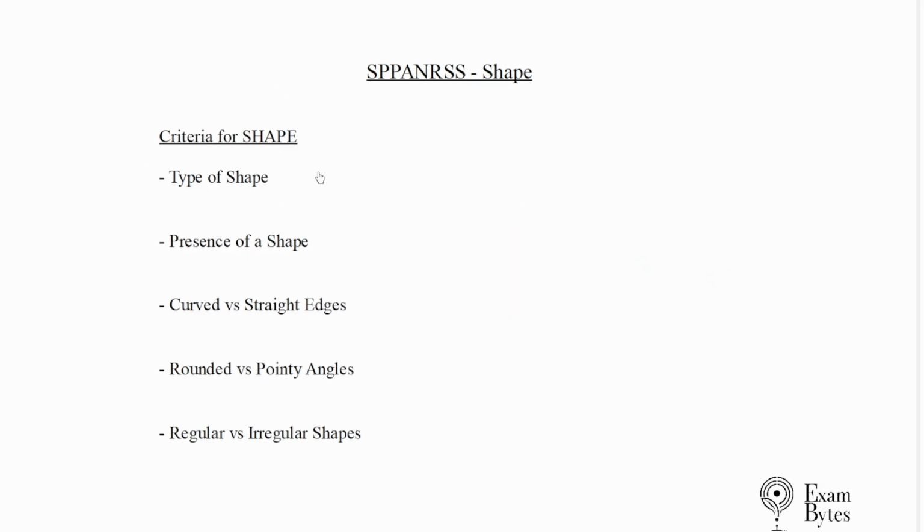So these are the criteria for shape in SPANRSS. First one being type of shape. What type of shape is present? Are there more triangular shapes? Are there more square type shapes? Are there more circular shapes? If that doesn't apply, we look for a particular type of shape. Perhaps it's a specific shape that's present in everything rather than a broad description of a shape. Perhaps it's a 5-pointed star, as we saw in the example.